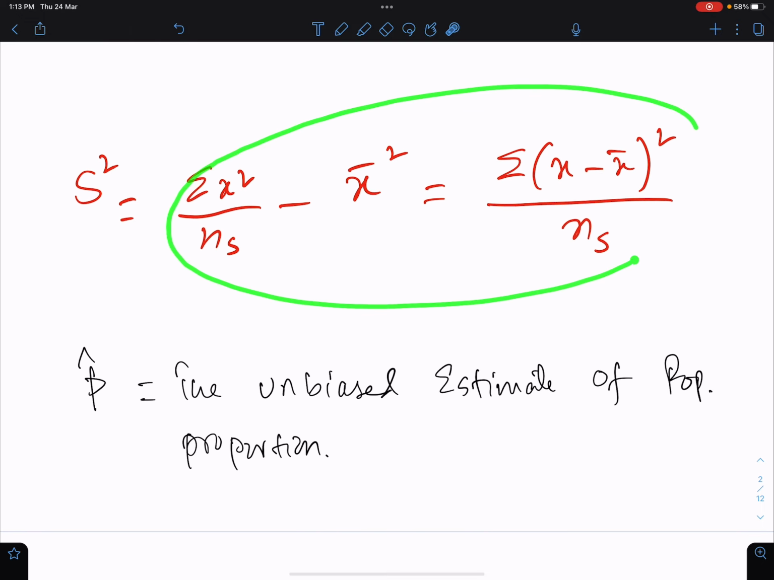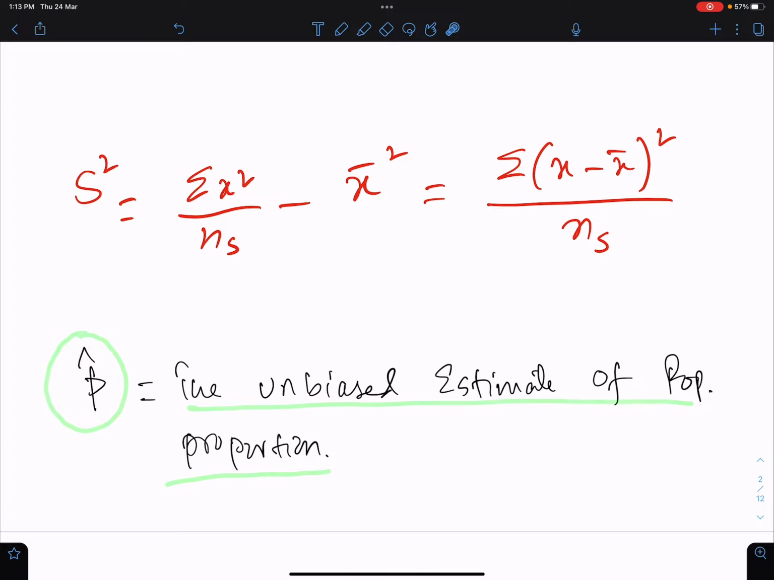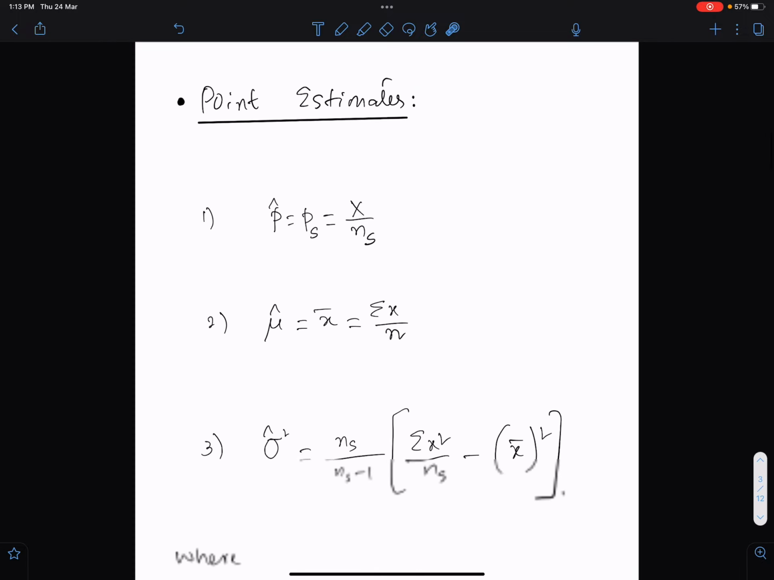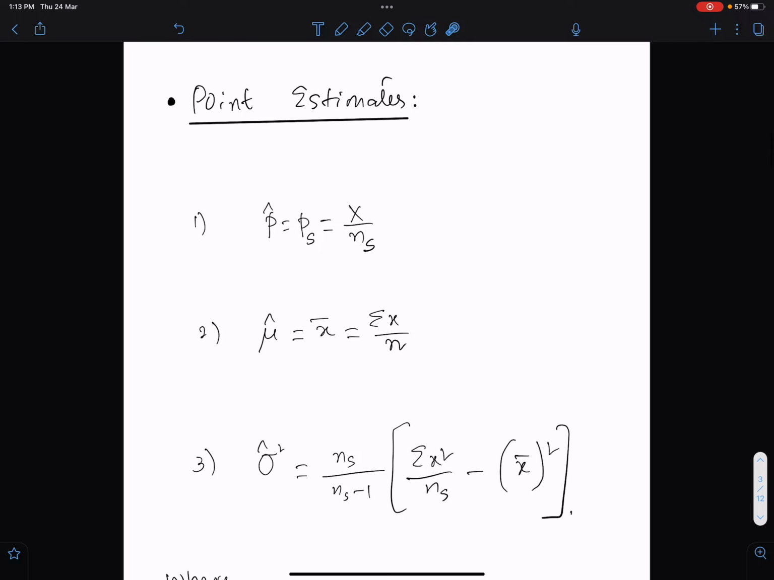These are two formulae of sample variance. And P cap means the unbiased estimate of population proportion. Point estimates. There are three formulae in point estimates. Number one, the sample proportion. This is the formula of sample proportion, and sample proportion is equal to the unbiased estimate of population proportion. In this formula, this X means the frequency of the requirement, and this n_s means the sample size.